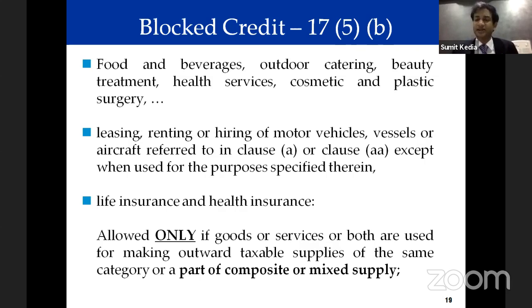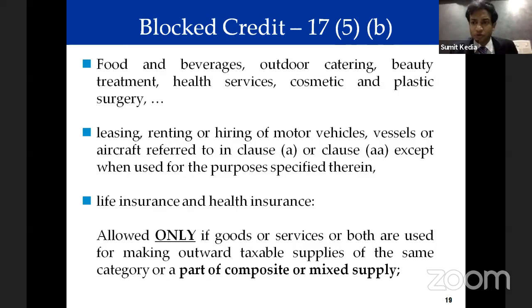Let's say, for example, in a company, the company arranges a master health checkup for employees. In that case, health service, ITC cannot be claimed. If they do a health checkup for their employees, ITC cannot be claimed on that. Cosmetic and plastic surgery, ITC is not eligible.